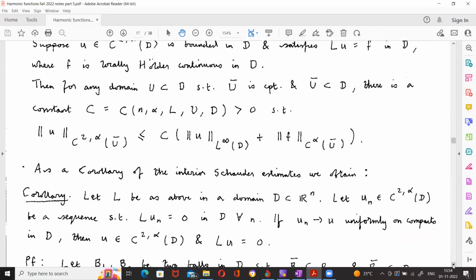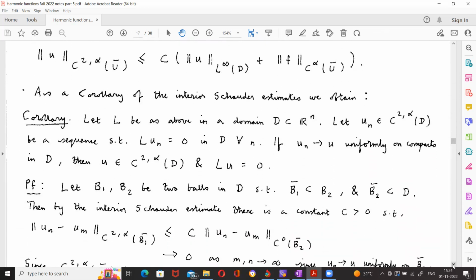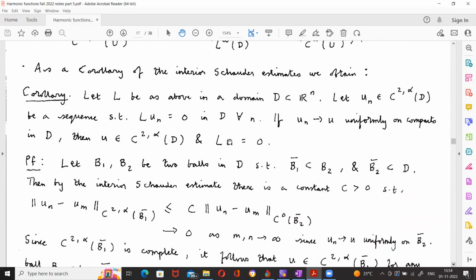So as a corollary of the interior Schauder estimates, we get the following. Let L be as above, again second order elliptic, and let u_n be a sequence of C2 alpha functions in D which are L harmonic, all right? So Lu_n is 0 for all n. Then if u_n converges to u uniformly on compacts in D, then the limit function u is also in C2 alpha of D, and Lu is equal to 0.